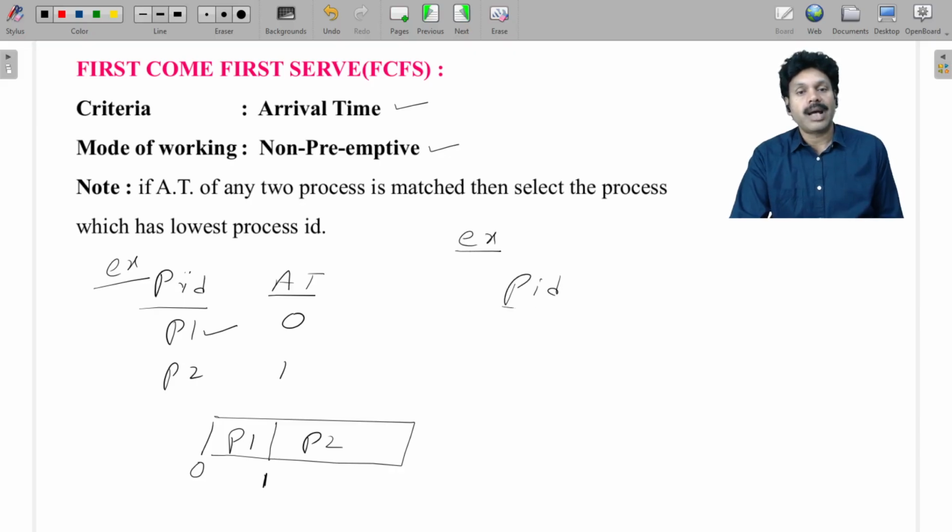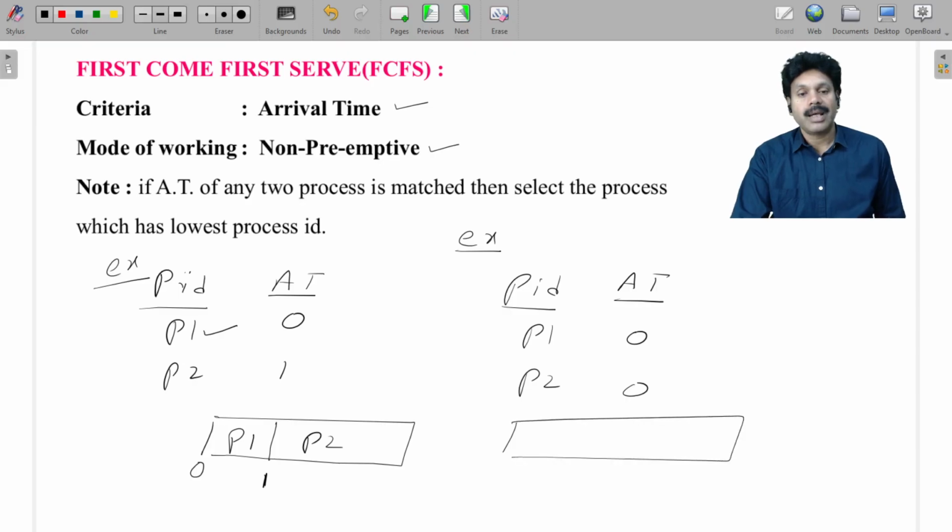And another example I want to speak about. Sometimes the arrival time of the processes may be the same. What does it mean? Exactly at time 0, two processes have come, P1 and P2. Now there is a conflict: which process has to be processed, which process has to be sent to the CPU? Then the short-term scheduler has a problem deciding what to do here.